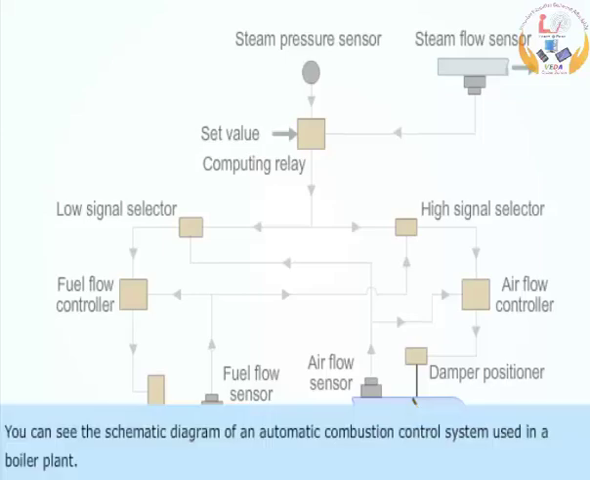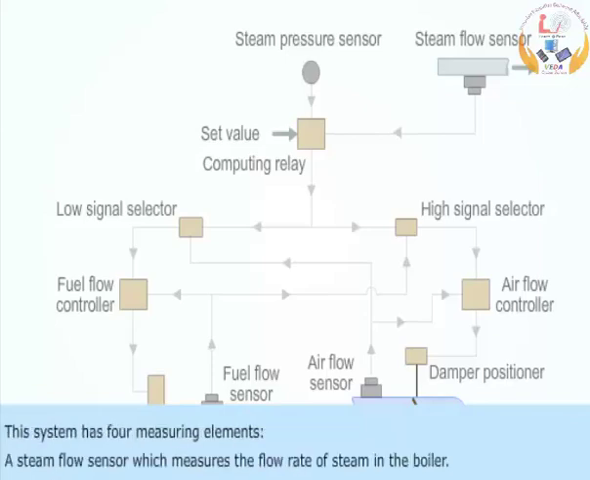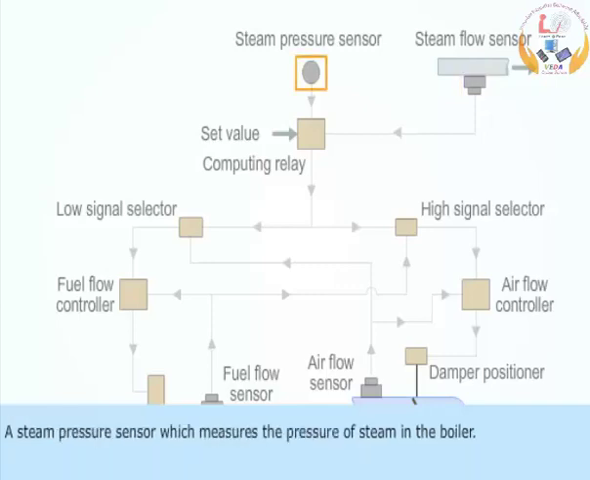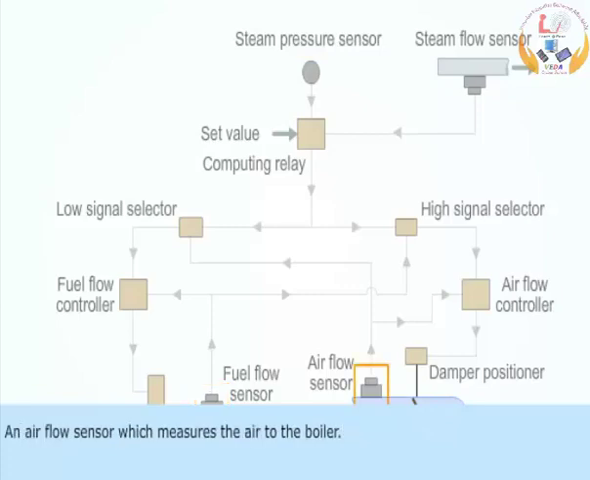You can see the schematic diagram of an automatic combustion control system used in a boiler plant. This system has 4 measuring elements. A steam flow sensor which measures the flow rate of steam in the boiler. A steam pressure sensor which measures the pressure of steam in the boiler. A fuel flow sensor which measures the fuel flow to the boiler burner. An airflow sensor which measures the air to the boiler.